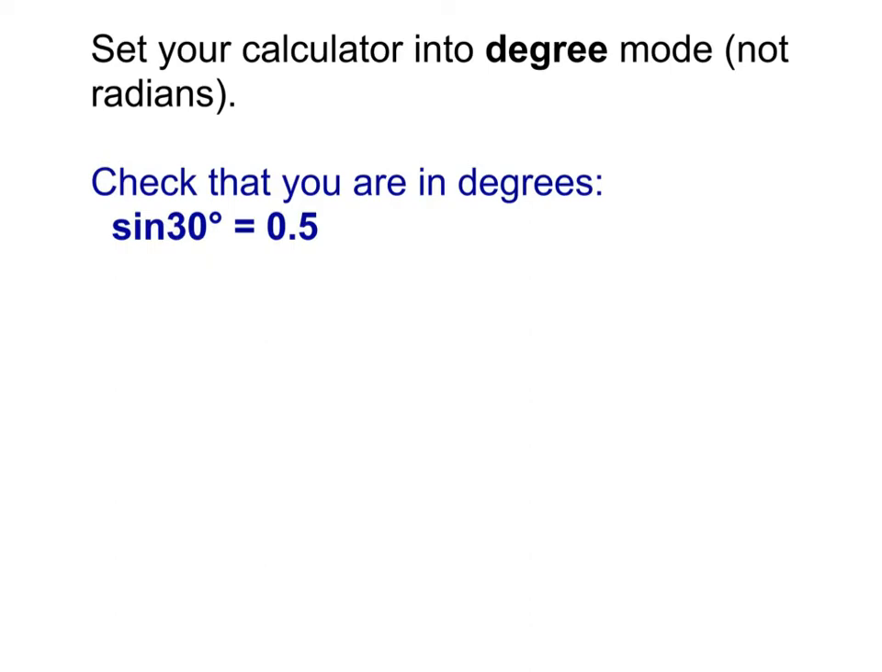DRG? The first thing we need to do is make sure your calculator is set correctly. So we need to make sure it's in degree mode. And you'll know you're in degree mode if you do sine of 30 and get 0.5 as an answer.